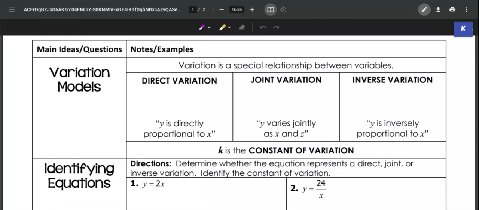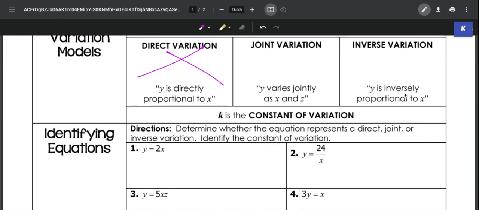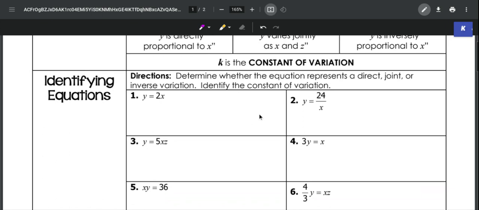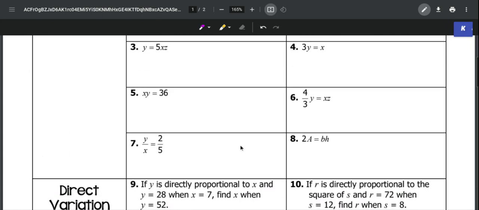All right, we're going to look at 8.4. And 8.4 is looking at variation models. So when we look at these, we're essentially describing the relationship between our variables, and that's what variation is. We're not going to focus as much on direct variation. We're going to look at joint and inverse variation, and then we're going to identify some equations, but that's not as important.